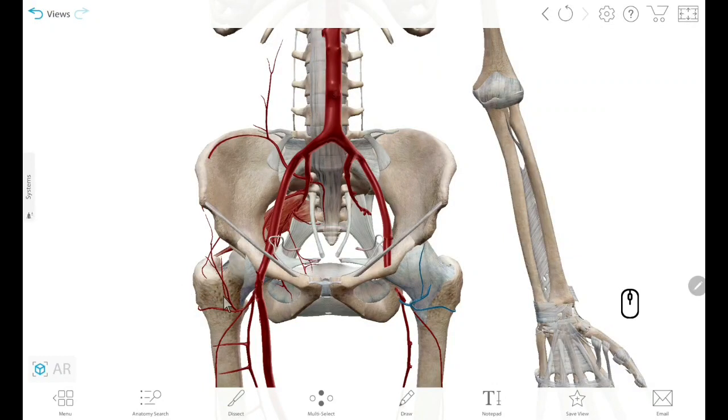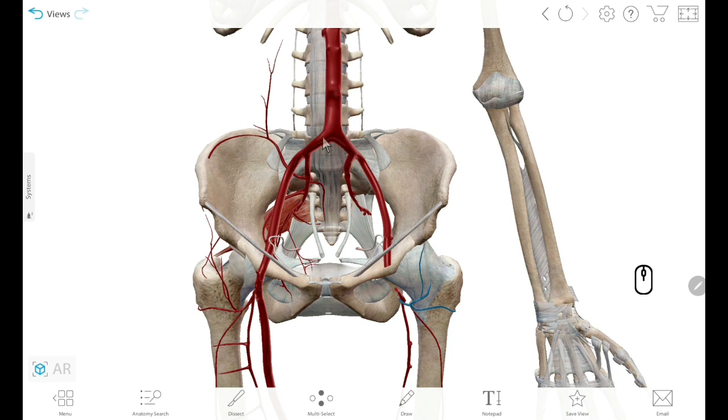Of our discussion in this video will be the anastomosis present around the femur. But before seeing the anastomosis, we should acquaint ourselves with the blood vessels present in this region. So this we can see is the abdominal aorta.